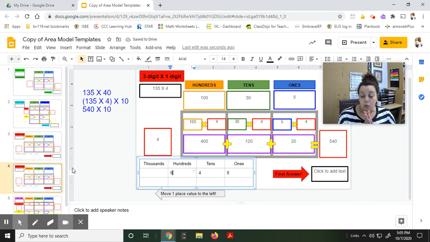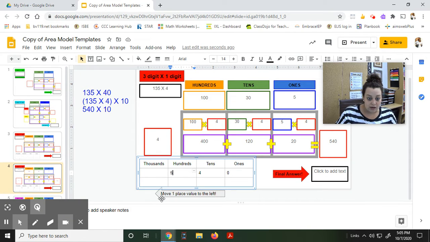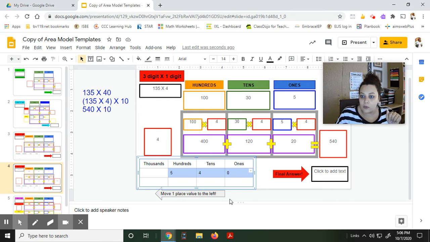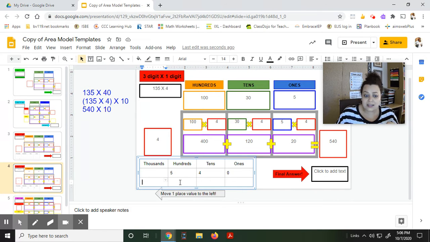What you are doing when you are multiplying by 10, let's look at our arrow here, is moving one place value to the left. And I always have to sing Beyonce, to the left. But you're only doing it one time. So if all of these numbers, the 5, the 4, the 0, have to move to the left one time, where would this 5 go? It won't stay in the hundreds place. It's going to move to the left one time.